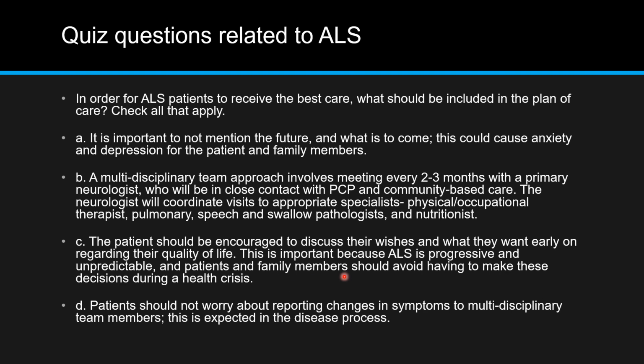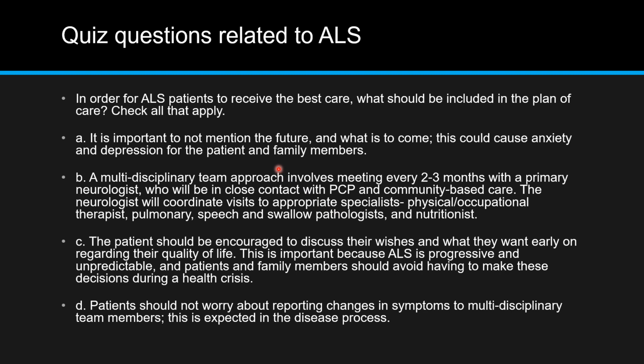C, the patient should be encouraged to discuss their wishes and what they want early on regarding the quality of life. This is important because ALS is progressive and unpredictable, and patients and family members should avoid having to make these decisions during a health crisis. And D, patients should not worry about reporting changes in symptoms to multidisciplinary team members. This is expected in the disease process. So the answers are B and C.